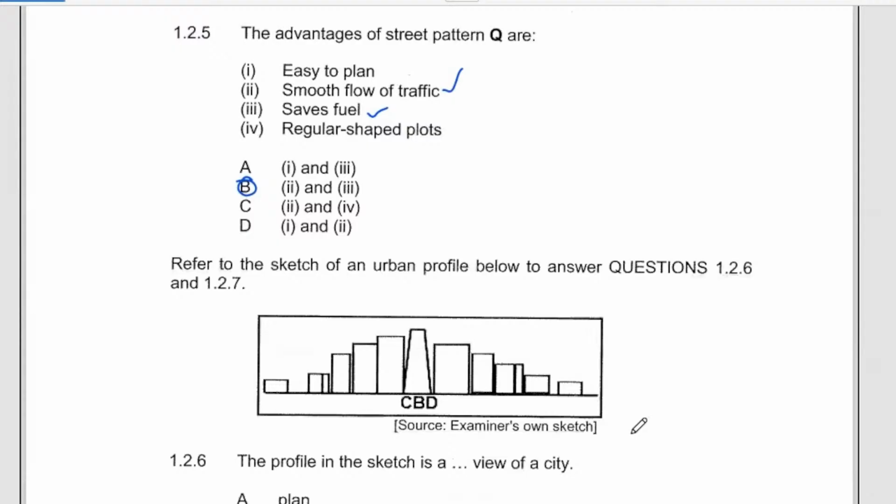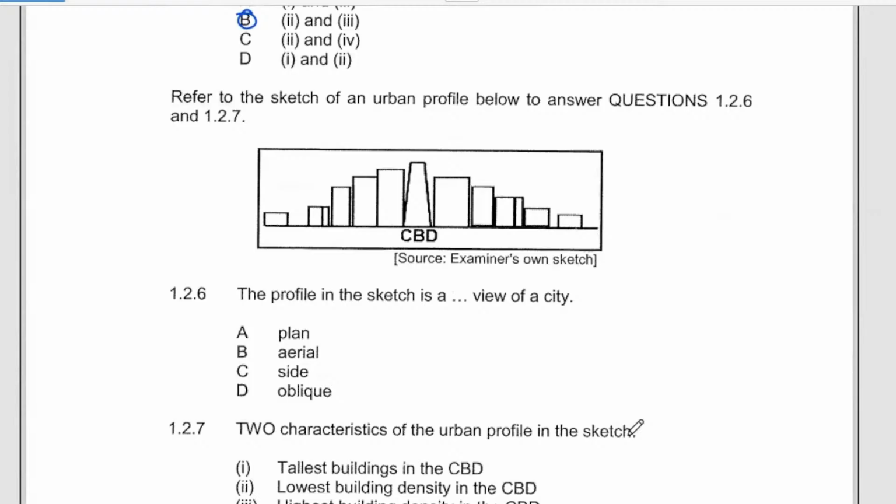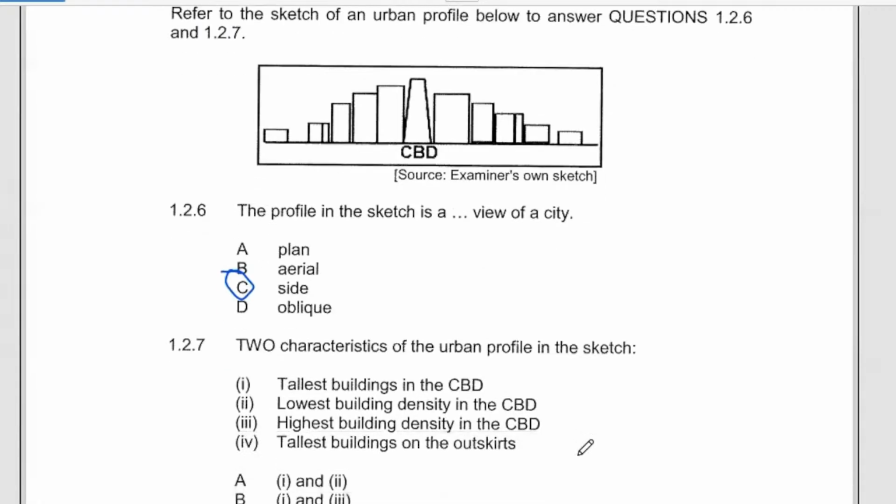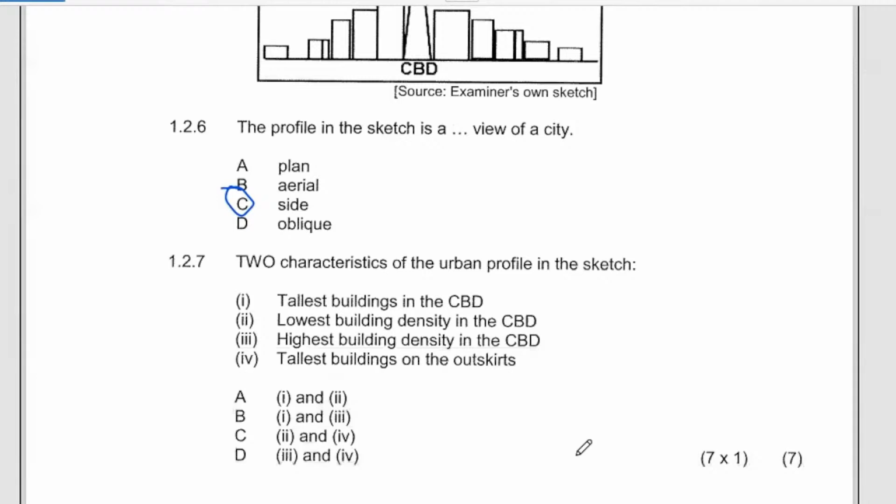Right, refer to the sketch of an urban profile below and answer the questions. The profile in the sketch is a side view of a city. We are looking at the urban profile from the CBD going to the outskirts of the city. We are looking at the urban area from a side. Right, two characteristics of the urban profile in the sketch. What are the two features?